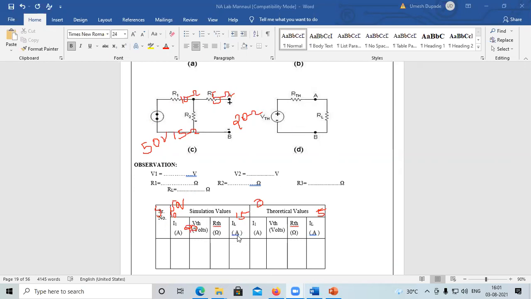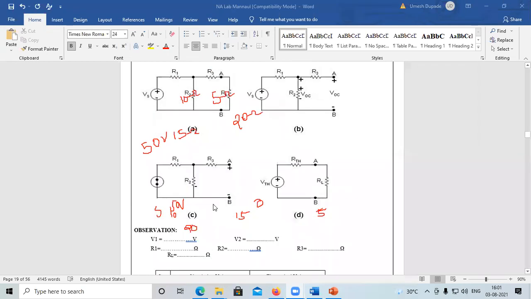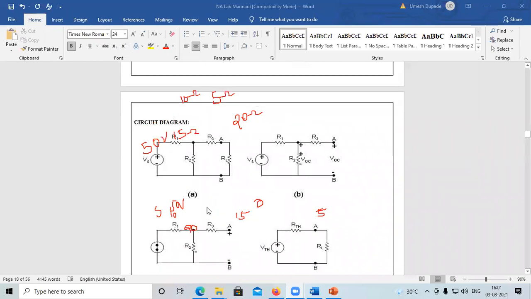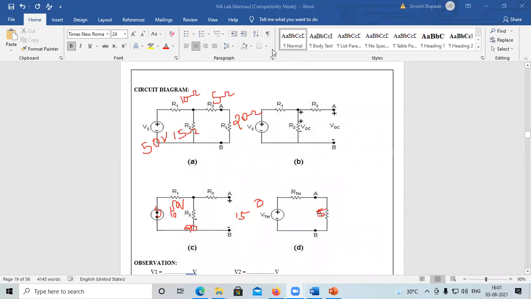These are the simulated values, that means our experimental values, or it may be our Tinkercad simulated values. They should be written here. Then the theoretical values should be written here, that is, the calculated values should be written here. So first of all we will do the calculation and solve it, and then we will go through the Tinkercad.